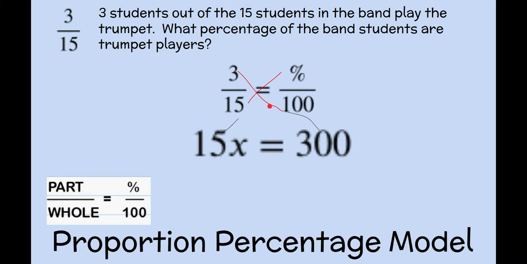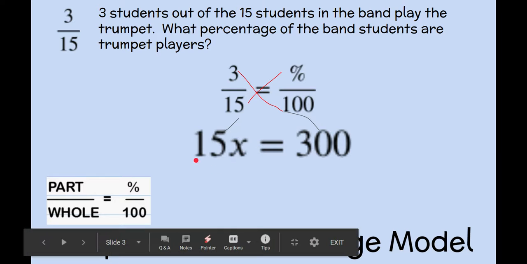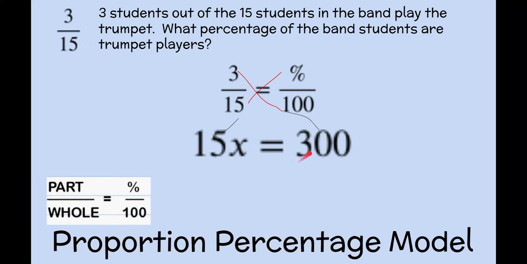If we multiply 3 times 100, we get 300. Then we're going to multiply our other known value, which is 15, the whole, times our variable. We don't know what our variable is yet. We're going to call it X. So we're saying 15 times whatever number X may be is going to equal 300. That's step 2 of setting that up.